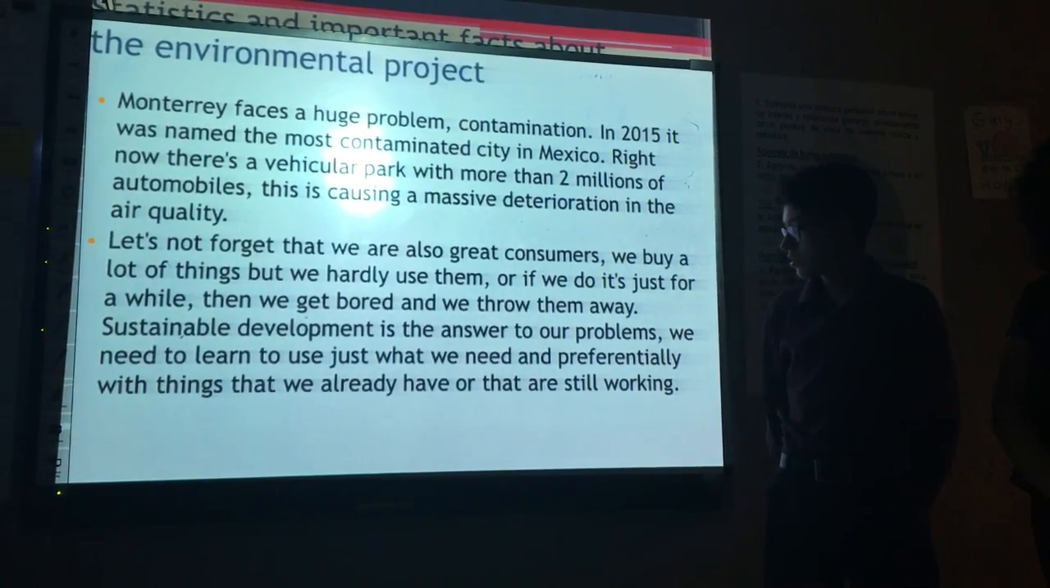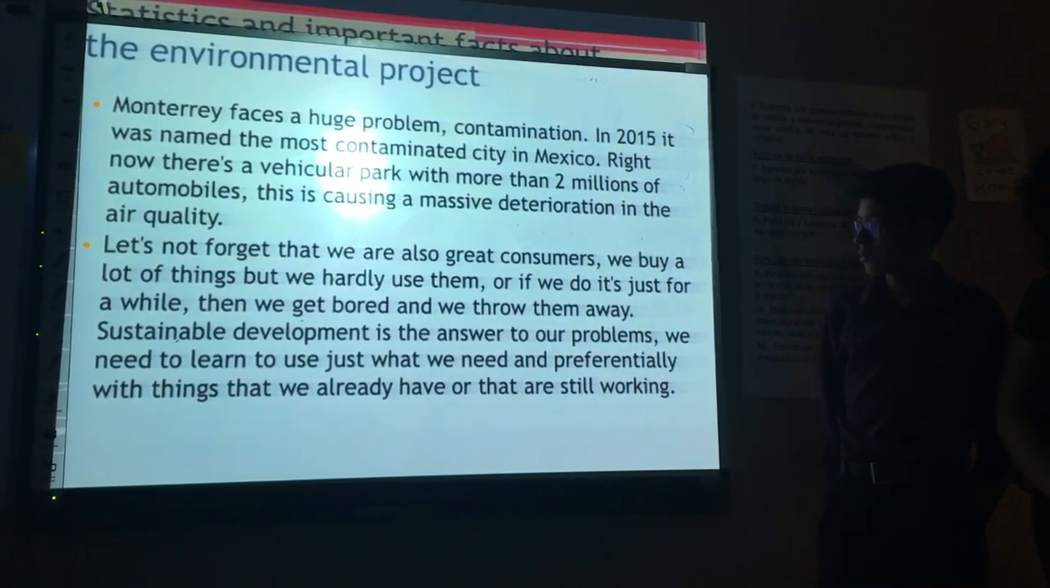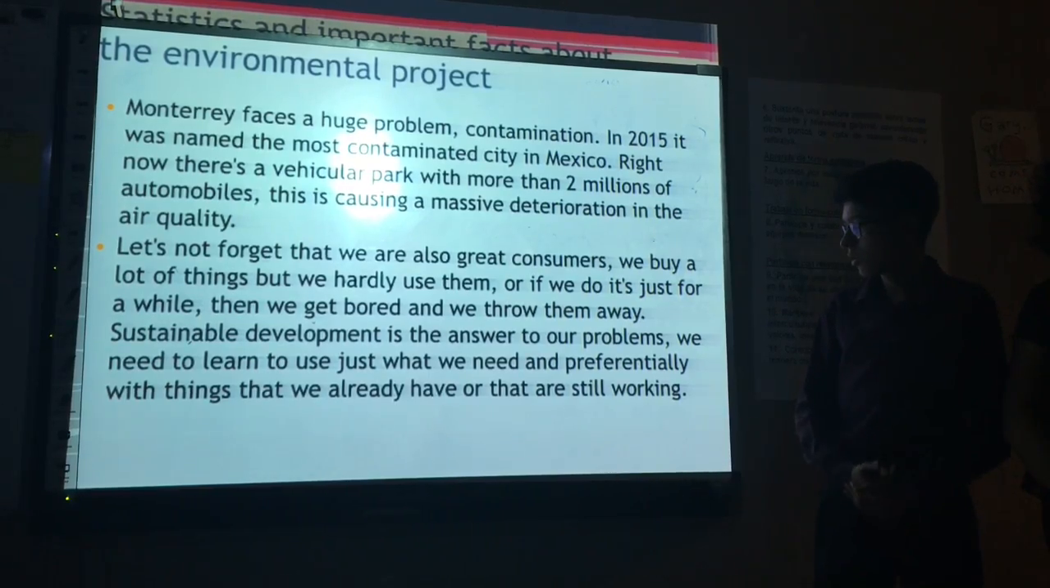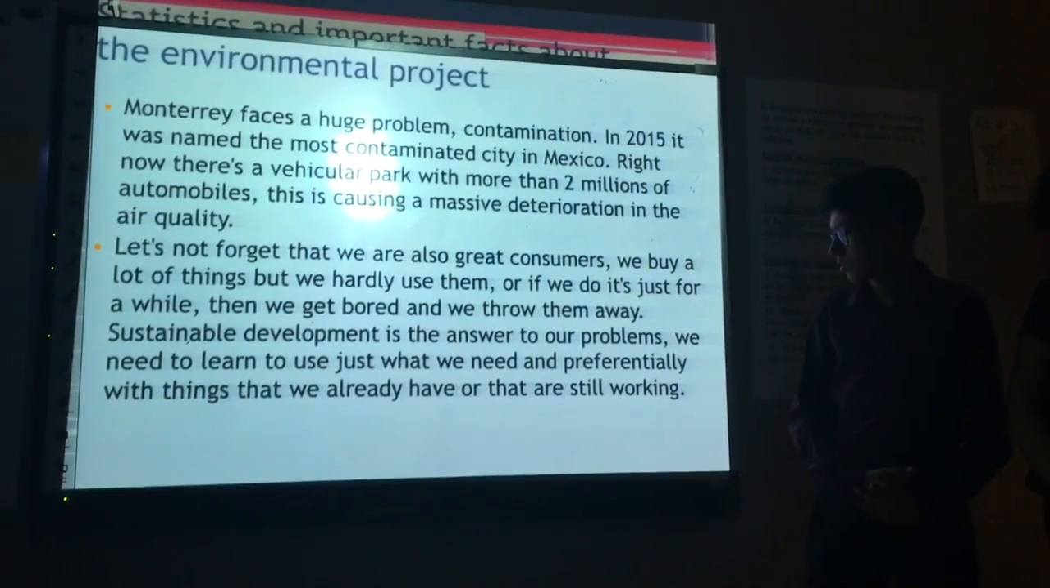Sustainable development is the answer to our problems. We need to learn to use just what we need, preferably with things that we already have or that are still working.